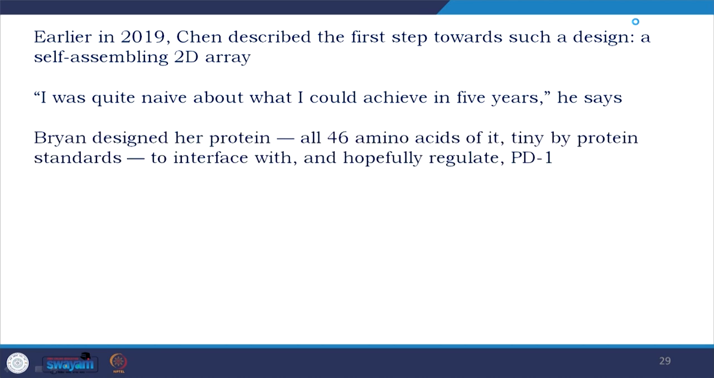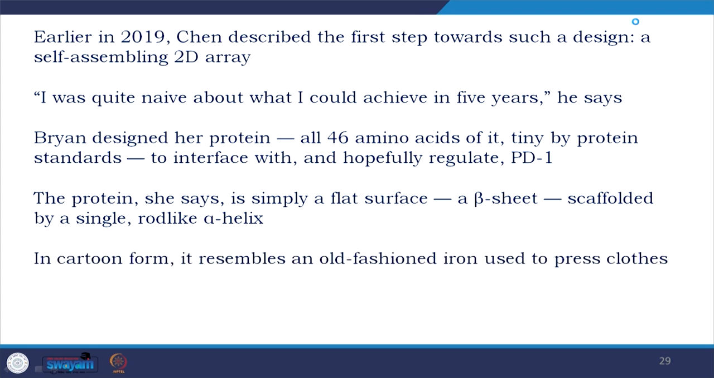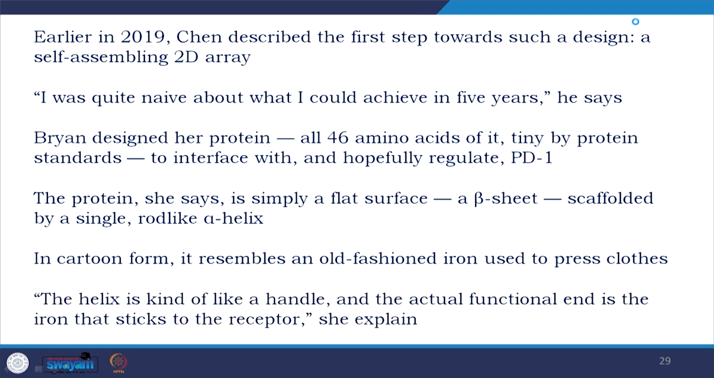On the other hand, Brian designed her protein, a 46 amino acid protein, which is tiny, as the standard average size of a protein is 250 amino acids, to interface with, and she was hoping that it would bind or regulate PD-1. The protein in her language is simply a flat surface, a beta sheet scaffolded by a single rod-like alpha helix. In cartoon form, it resembles an old-fashioned iron used to press clothes. The helix is kind of like a handle and the actual functional end is the iron that sticks to the receptor, she explained.